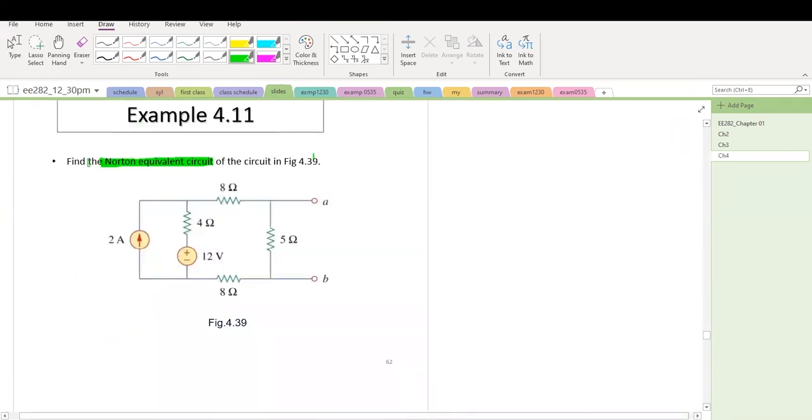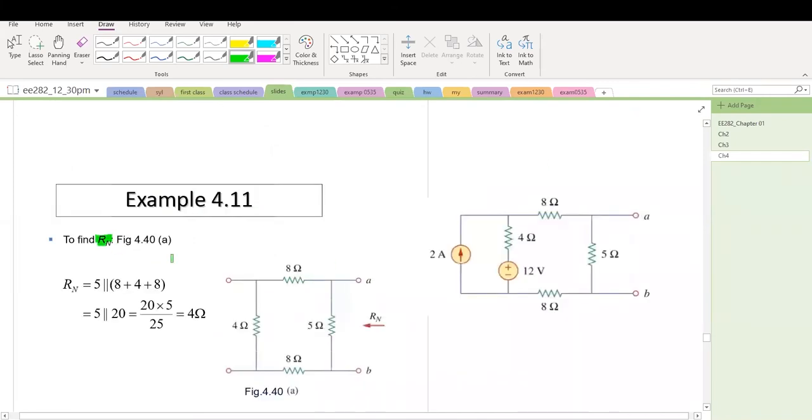Let's look at an example. How do we obtain a Norton equivalent circuit? This is an example. Here is a current source, a voltage source, and terminal A and B. So we want to find the Norton equivalent circuit in terms of terminal A and B. First of all, we want to find the equivalent resistance. To find Rn, we need to turn off the independent sources.